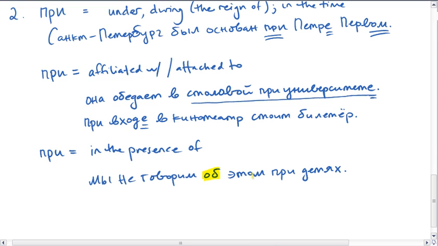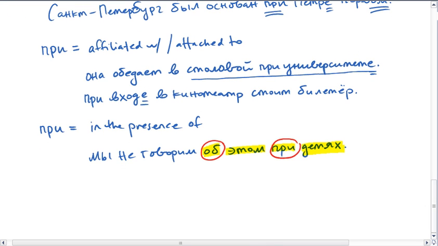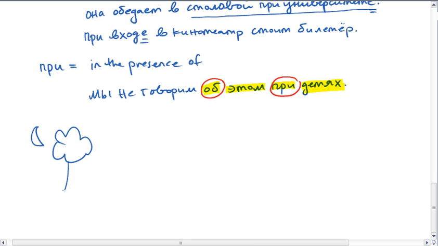We have our об, about. We don't talk about that in front of the children. Об requires the prepositional and при requires the prepositional. So we don't talk about that in front of the children. Or it can be in the presence of light, right? So let's say we have a pretty moonlit evening and two people walking along in the park by the light of the moon.